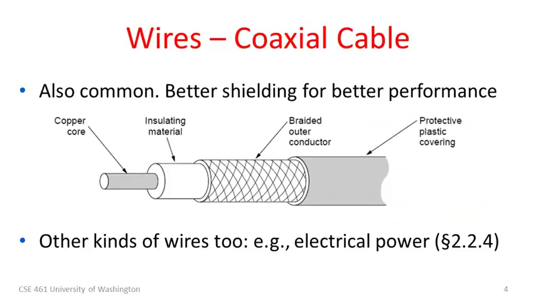Another kind of wire is shown in the picture in the middle. It's a coaxial cable. It's also fairly common. It used to be used to carry video signals, still is, for a cable to your home. These kinds of wires generally have better performance than twisted pairs, meaning that they're able to carry higher data rates, longer distances because of their physical properties.